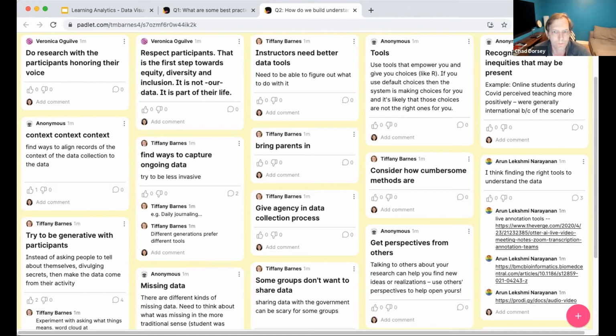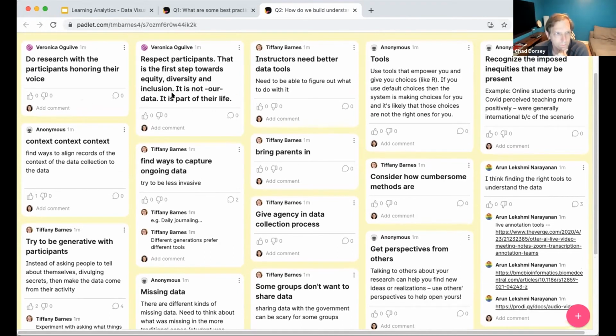Does anybody want to add anything, or shall we move to our third question? I just want to highlight one of Veronica's things that she put on there about respecting participants. That's the first step. That's really, really important. I really like that. It's not our data, it's their data they're sharing with us, and we need to respect that.